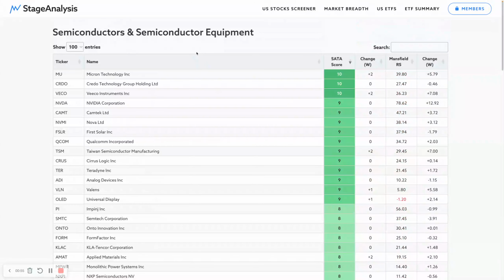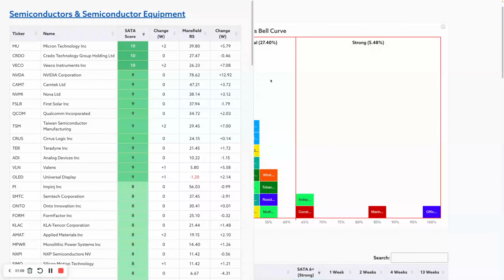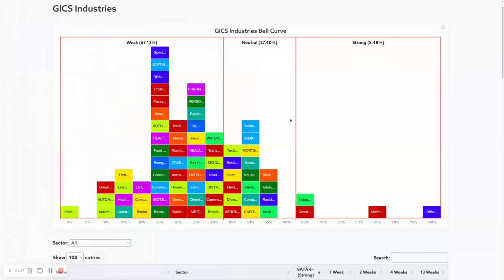We're going to be charting the data in multiple ways. The percentage of stocks on a SATA 6 and above will have a chart. I'm going to have the percentage of stocks above their 30-week moving averages and also price charts for these groups as well, coming up in the coming months. So I'm going to start to build out the GICS features more. At the moment, I've just been building out the bell curves this week.